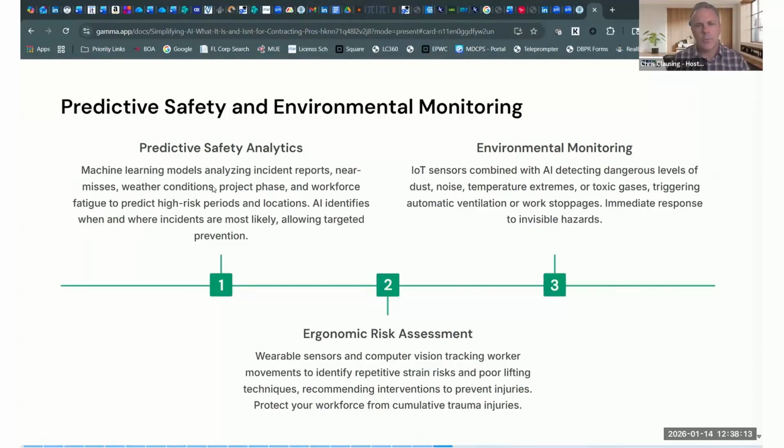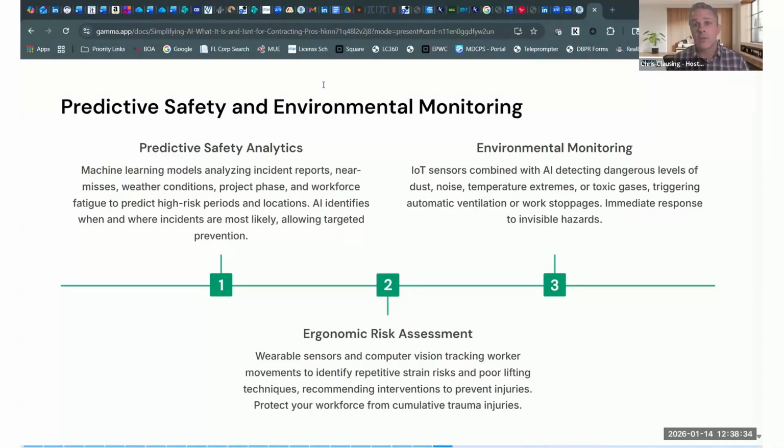And this goes a little deeper into the predictive safety analytics, some of the ergonomic risk assessments. These are probably for larger companies, right? A mom and pop's not necessarily going to be tracking lifting patterns and things like that. But larger firms could do that. But again, if you're on a big project site, it's good to know that these things exist.